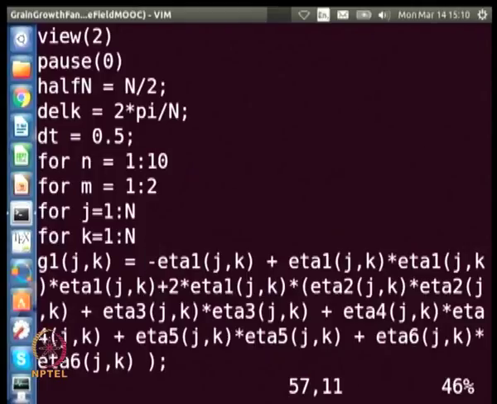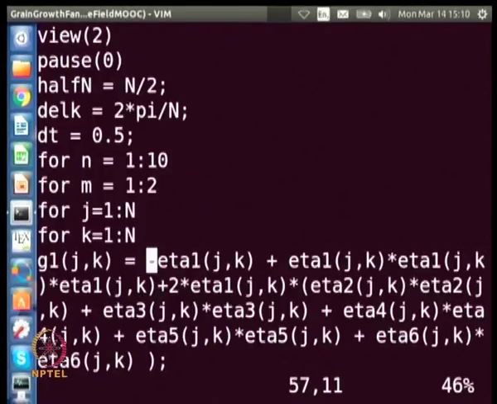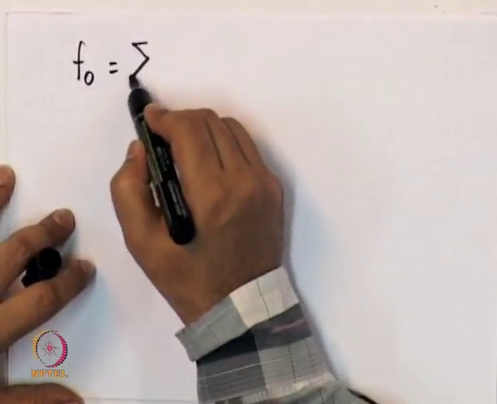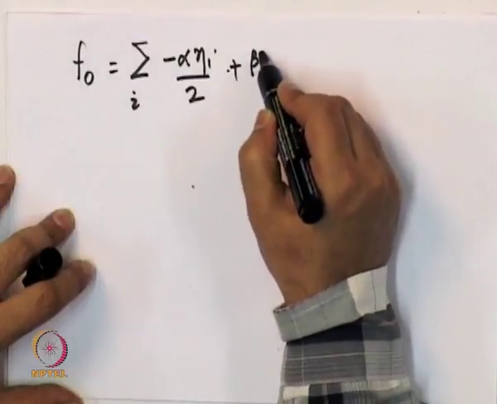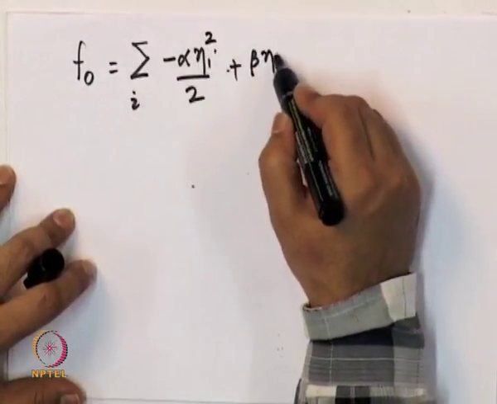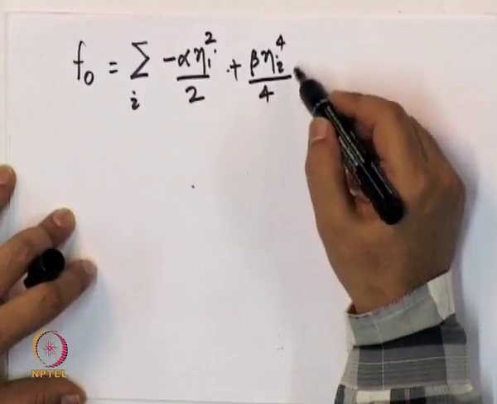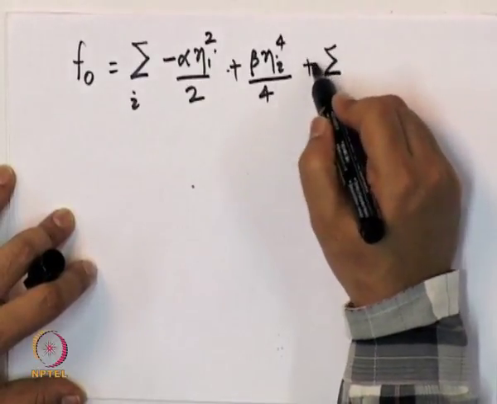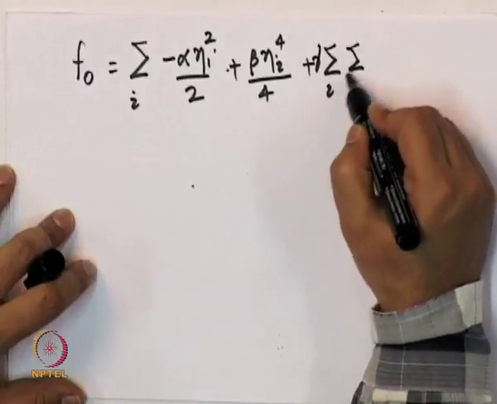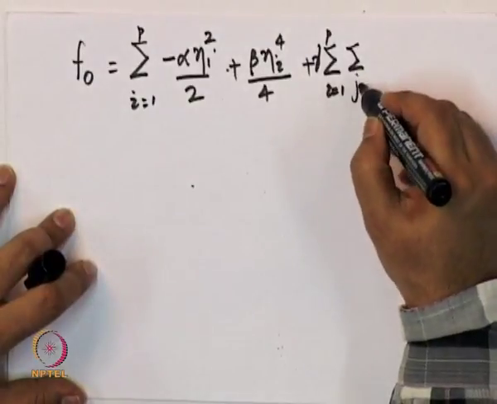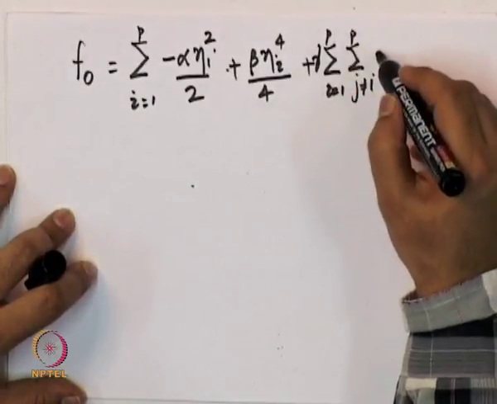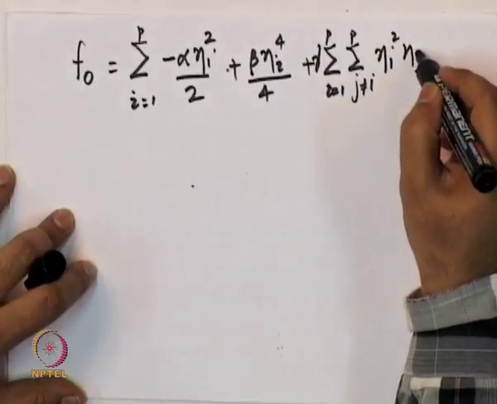g i is dou f 0 by dou eta i. So, what is that quantity? We know what the free energy expression is. Free energy expression f 0 is nothing but summation over i of minus alpha eta i squared by 2 plus beta eta i to the power 4 by 4, plus double summation with gamma, i from 1 to p, and j not equal to i, j from 1 to p, eta i squared eta j squared.